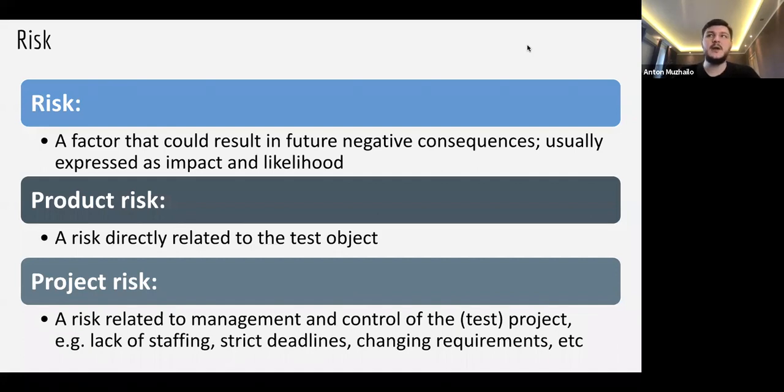You may ask me, well, how can I distinguish the product risk from the project risk, right? There's one good way to do that: ask yourself, can this risk be removed or mitigated with some test or not? If it can be, then this is the product risk. So we're testing, we're mitigating the risk by test. If we cannot do that, this is the project risk.